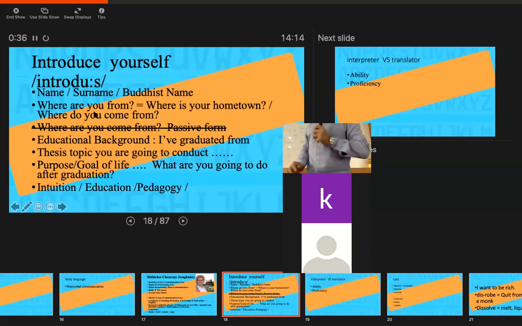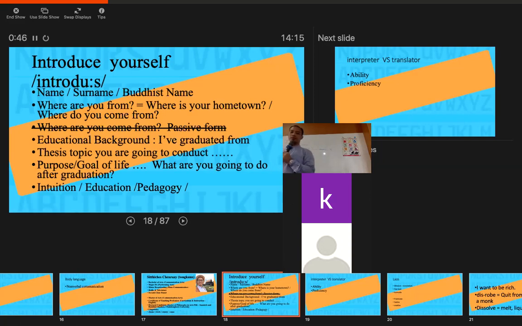Then do you know how different "where are you from" is from "where do you come from"? Do you know how different? Not the same. "Where are you from?" means where is your hometown. And "where do you come from?" means, I have just come from the canteen. Do you understand? The place you have just come from.